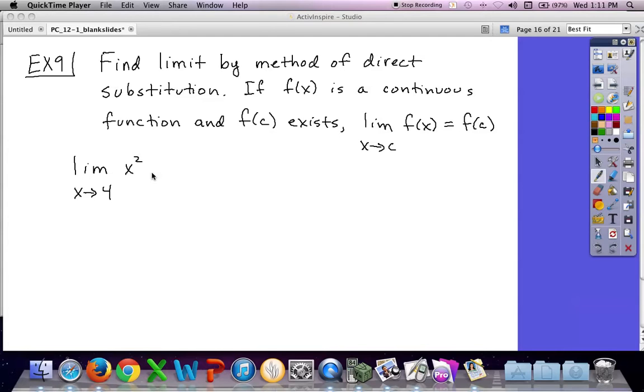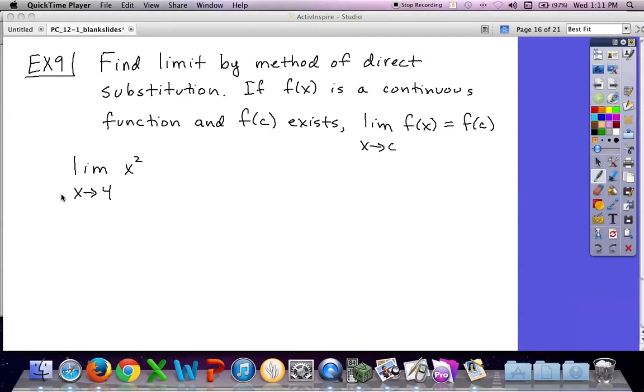Now this is the one method that we actually learned to take a limit at the end of this section, and it's going to be the same thing at the beginning of the next section. It almost seems like it's not worth calling it by a special name, but it's called direct substitution. If you have a continuous function, or at least it's continuous at that value, x equals 4, then the way you find the limit of the function is you just plug in that value for x in the function.